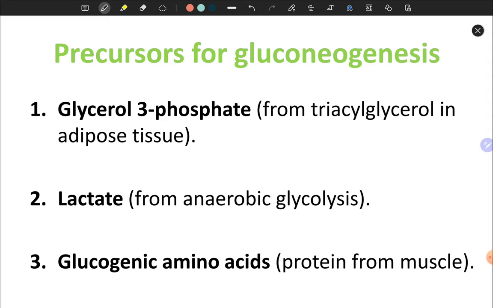Then the second is lactate, as we say from anaerobic glycolysis. We know where the source of the lactate is. And finally, glucogenic amino acids, mainly alanine.